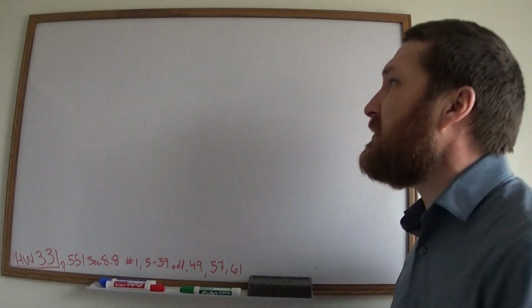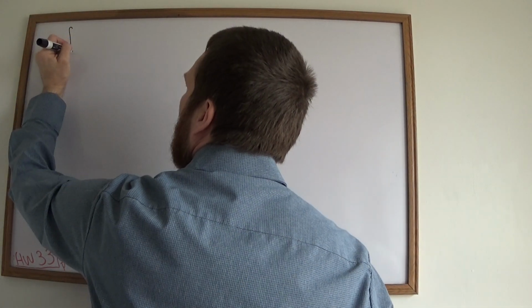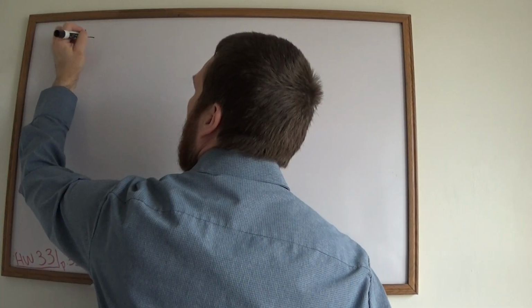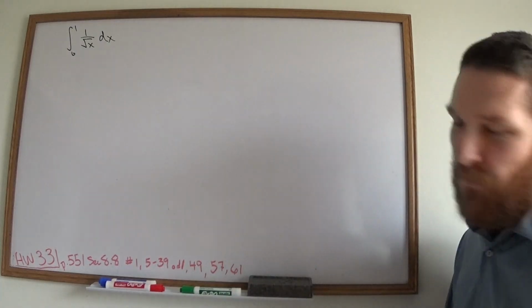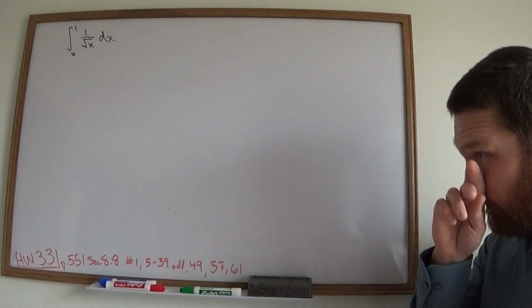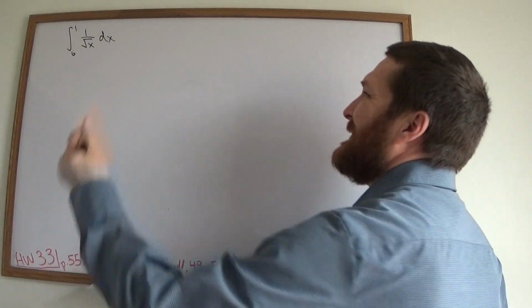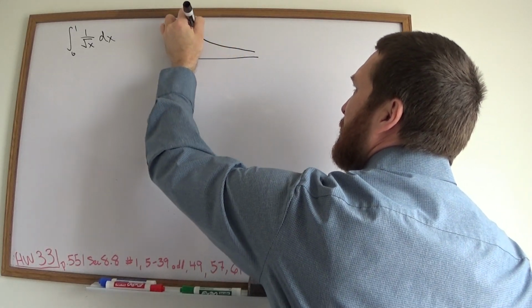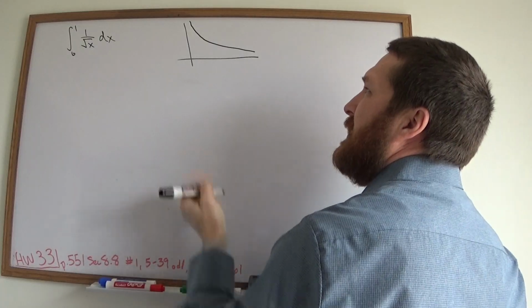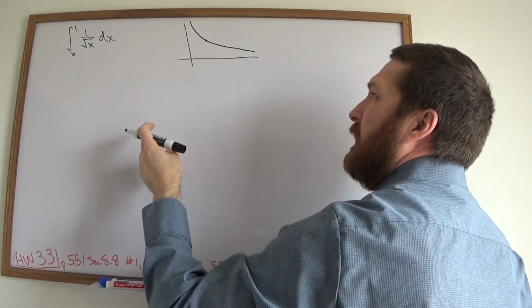Now let's compute this integral. 0 up to 1 of 1 over root x dx. Do you see any problems with that? You can't plug in 0. Like if you think of, let's graph what this thing looks like. Probably looks something like this. Right? Plug in a 1, you get out a 1.